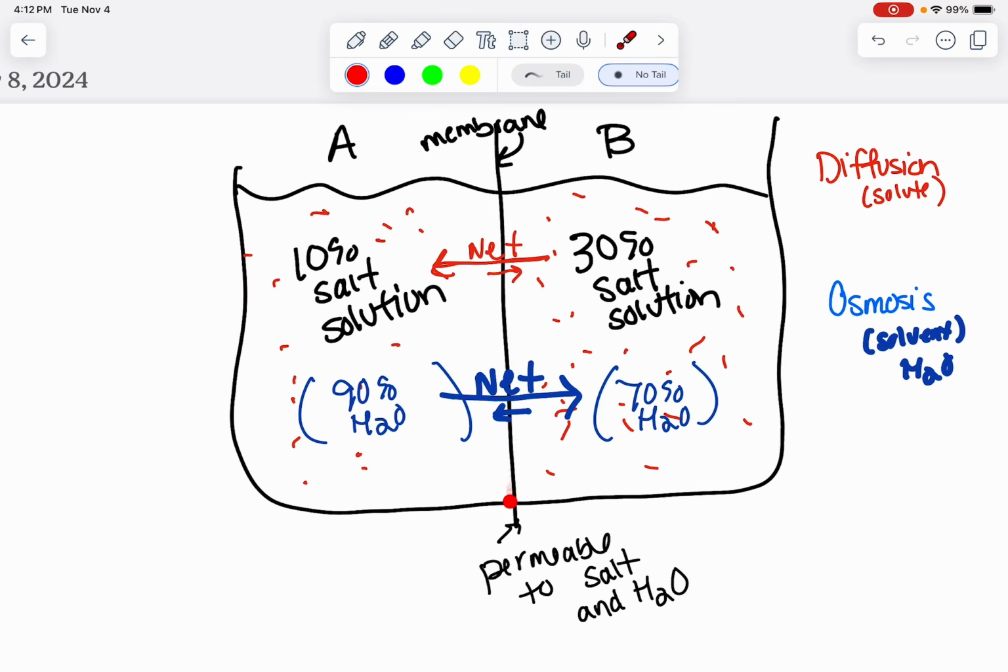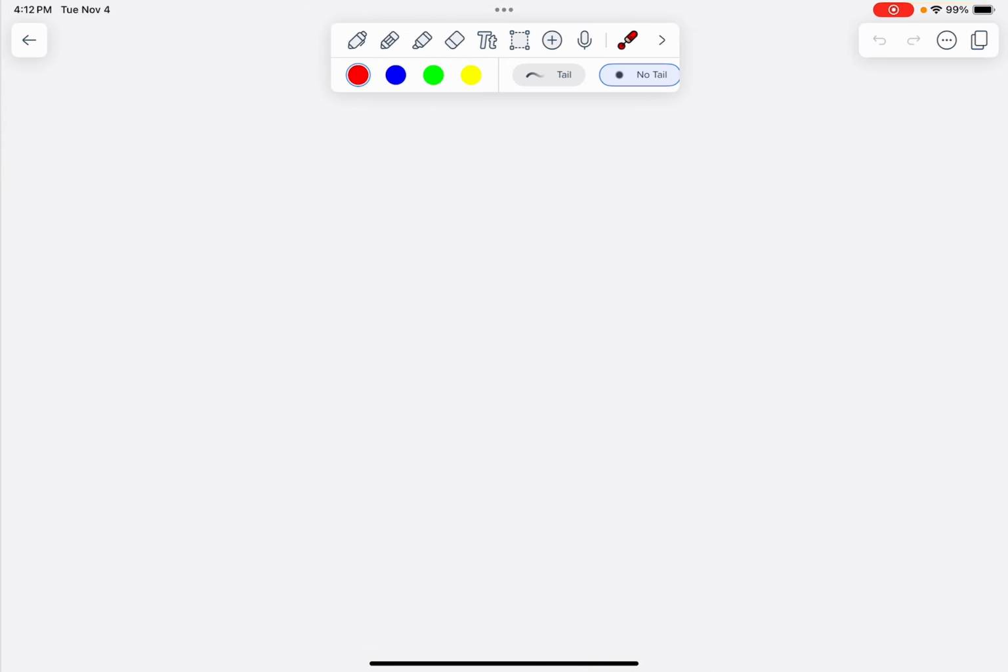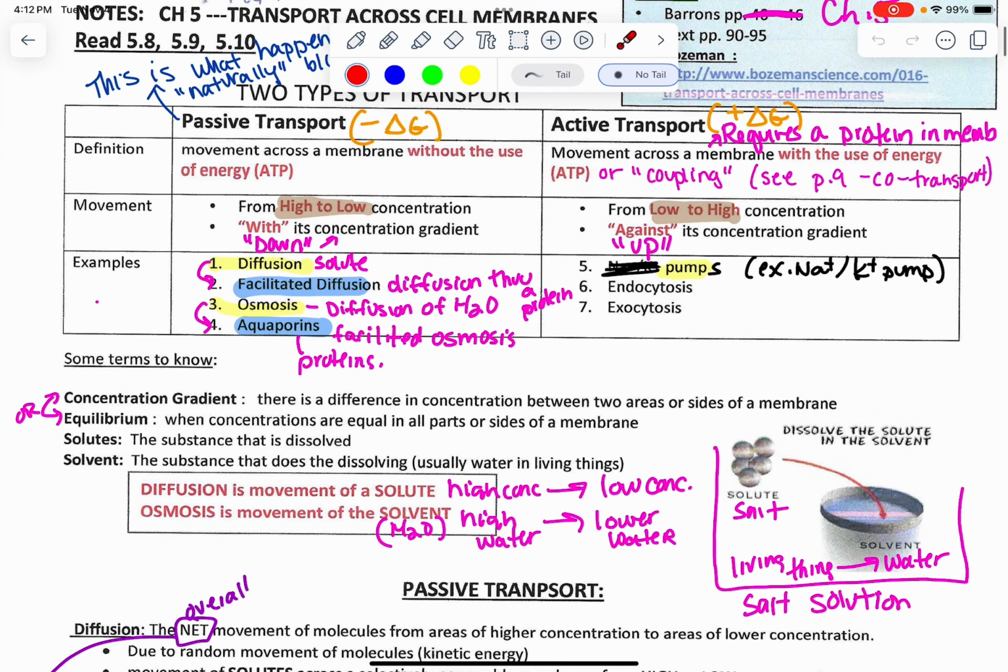And neither of those are going to take energy. As long as the membrane is permeable and molecules are allowed to cross, this will happen until everything is equal on both sides, and then it will be at equilibrium. The molecules will still move at equilibrium, but then the arrows going in both directions would be equal. There's no net movement in one direction or the other. So that in general is diffusion and osmosis.